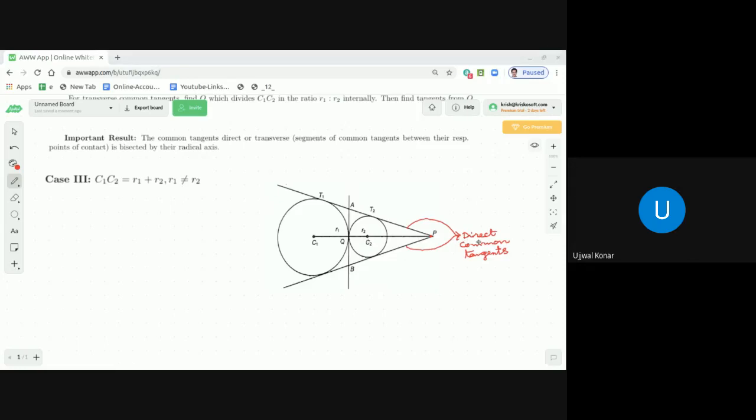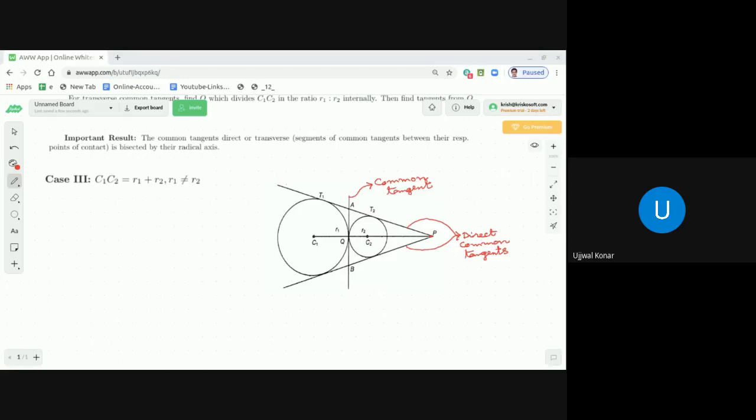And if you look at the other straight line, which is passing through the point Q and touching both the circles, this is a common tangent, right? So this we can say is a common tangent, correct, dear students? Now the point Q, we know that it divides C1C2 in the ratio R1 is to R2 internally, and the point P divides the line segment C1C2 in the ratio R1 is to R2 externally. That we know from case 1.